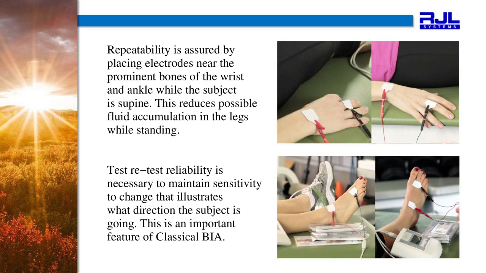Repeatability is assured by placing electrodes near the prominent bones of the wrist and ankle while the subject is supine. This reduces possible fluid accumulation in the legs while standing. Retest reliability is necessary to maintain sensitivity to change that illustrates what direction the subject is going. This is an important feature of classical BIA.